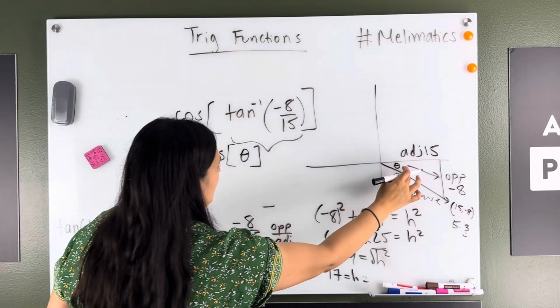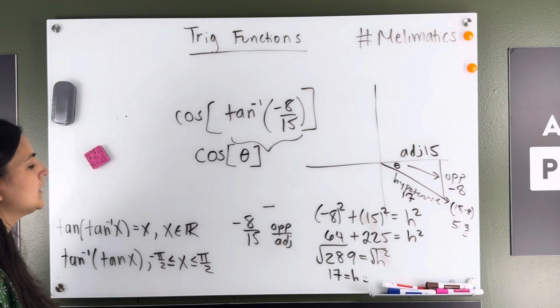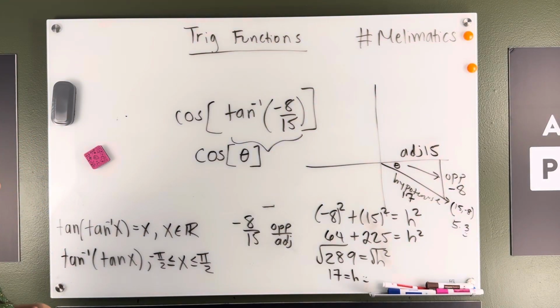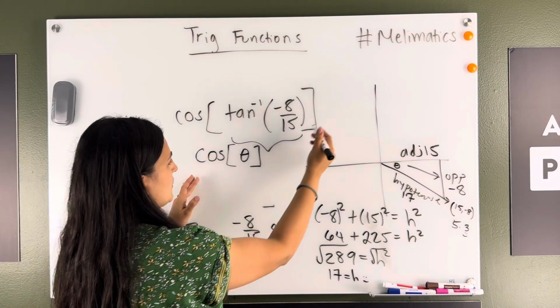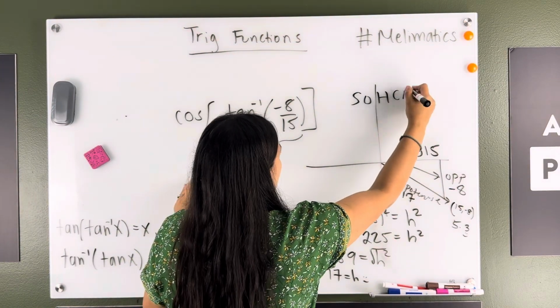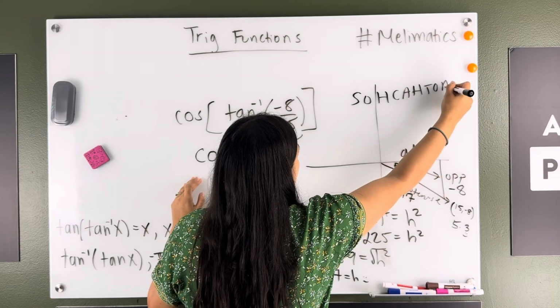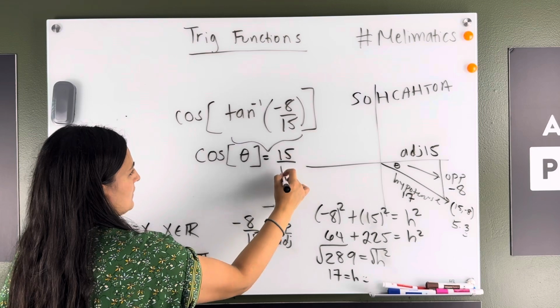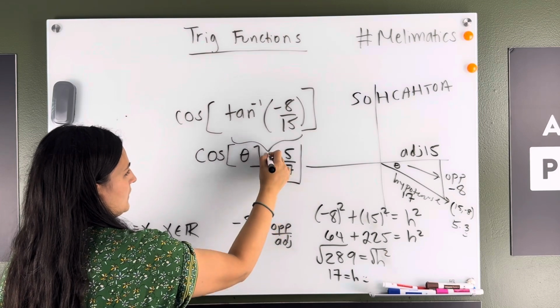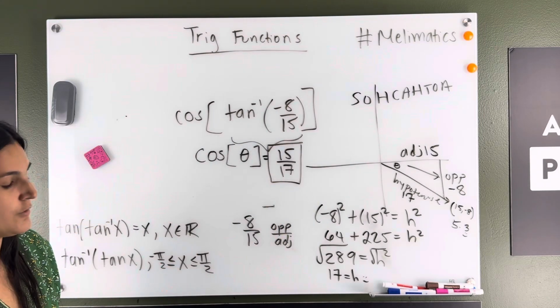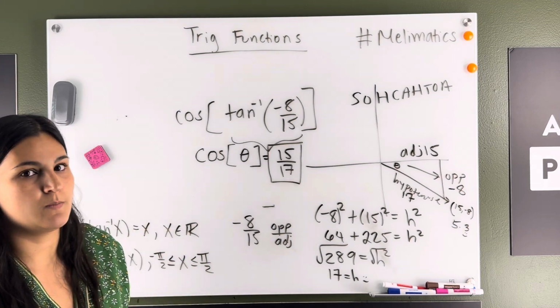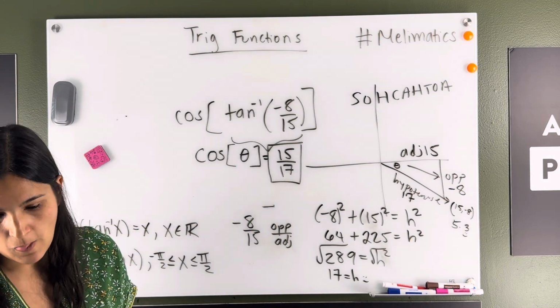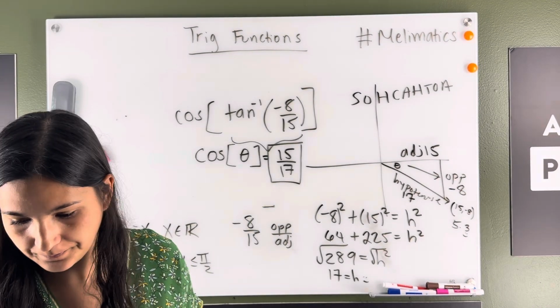Okay, so we know that where theta is at, we know the information needed. So now we're just going to get the cosine of this theta, which we know that SOHCAHTOA cosine is adjacent over hypotenuse. So adjacent is 15 and hypotenuse is 17. So the answer is 15 over 17. Does it make sense for cosine to be positive in the fourth quadrant? Yes. Okay, so that is our answer.